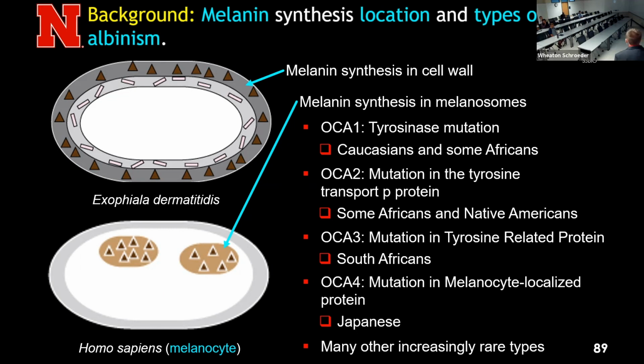And then there are many other increasingly rare types of albinism, all the way up to oculocutaneous albinism type 7. So what we're hoping to do is basically use our knowledge of the proteins and the tyrosinase in Exophiala and our ability to study it in the lab with a much simpler genome and proteome than humans have, in order to figure out if there's some kind of drug which might be able to restore a mutated tyrosinase to function.